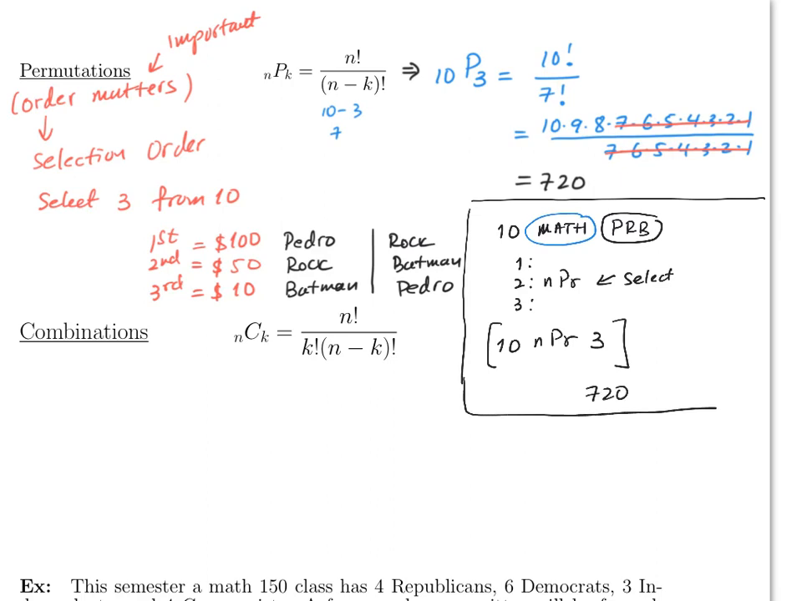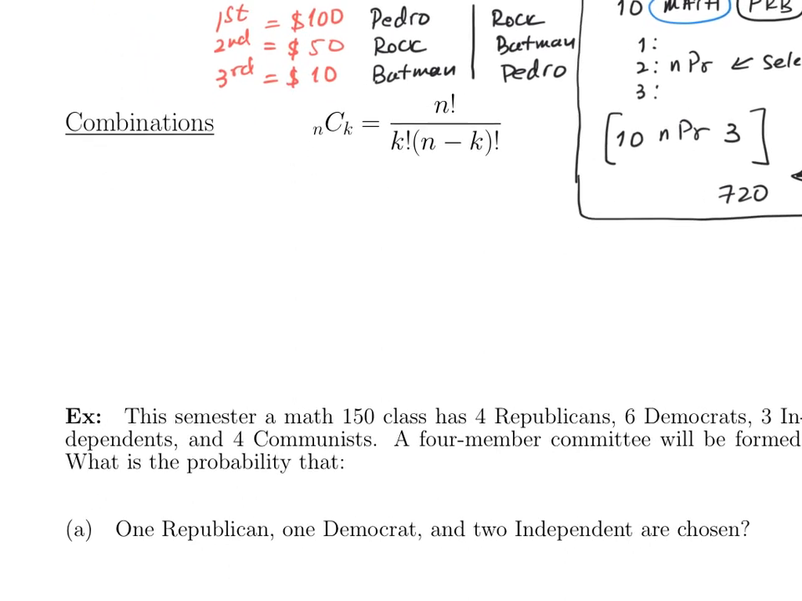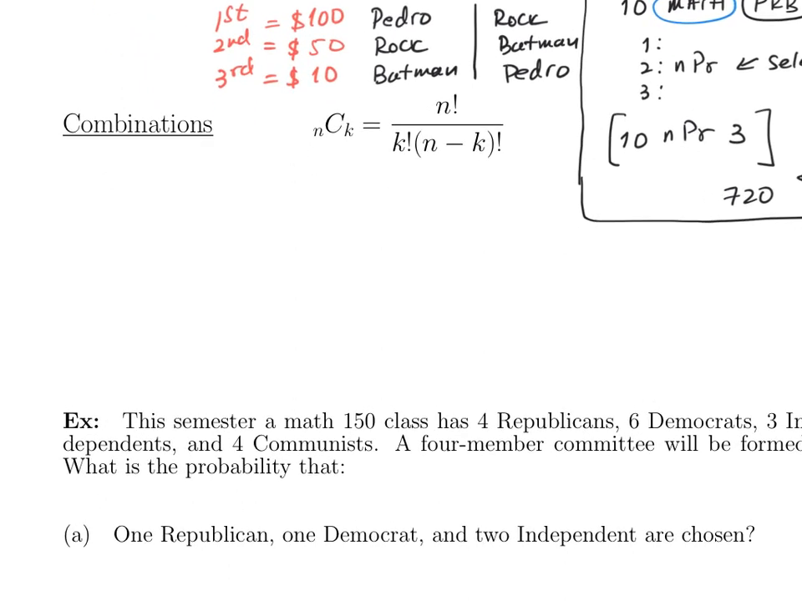That's it. Now notice that this only works for TI-83 or 84, but other calculators, actually all scientific calculators, can compute something like this. A slightly different method to do it, but all of them can do it. Now, if the selection order doesn't matter, then it's called a combination.